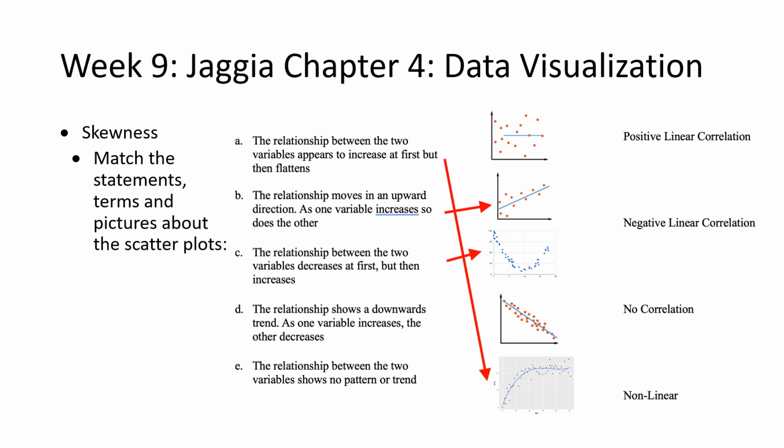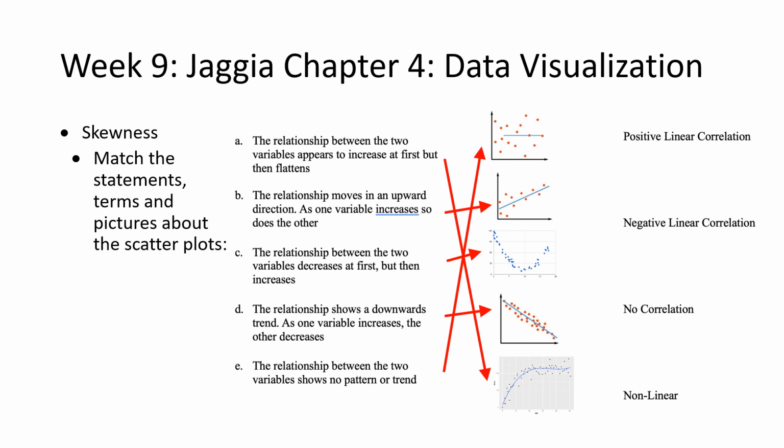The next one is a relationship between two variables that decreases at first, but then increases. This is also a nonlinear example where the relationship of the data is not in a straight line. The relationship shows a downward trend: as one variable increases, the other decreases. And then lastly, the relationship of the two variables shows no pattern or trend. So those are ways in which we might describe them.